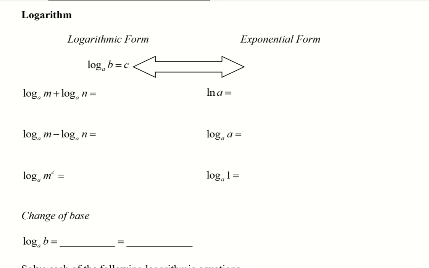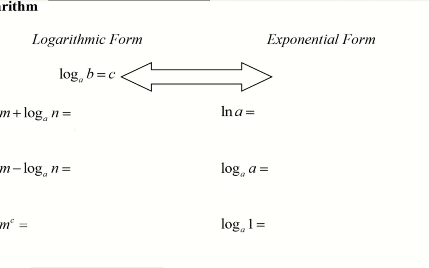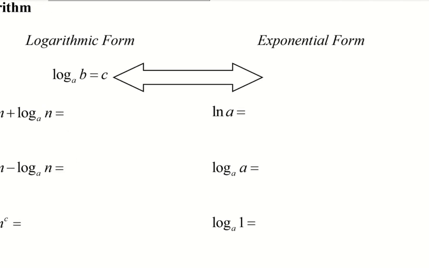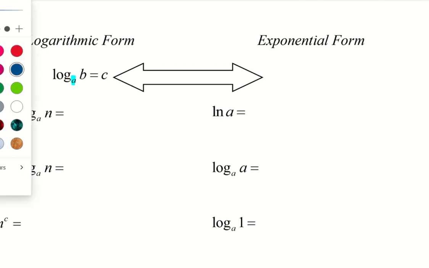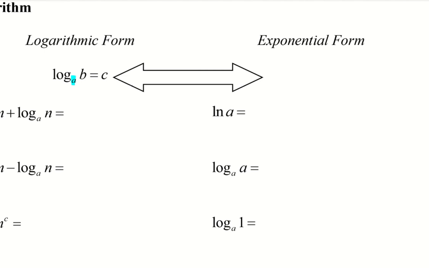Okay, in logarithm, it is important to know how to change from logarithmic form to index or exponential form and vice versa. So now I'm going to change my logarithmic form to index form first. Okay, take note. First thing, we always look for the base. Where is the base? This is log b to base a equal to c. Since the base is a, let us write the base first.